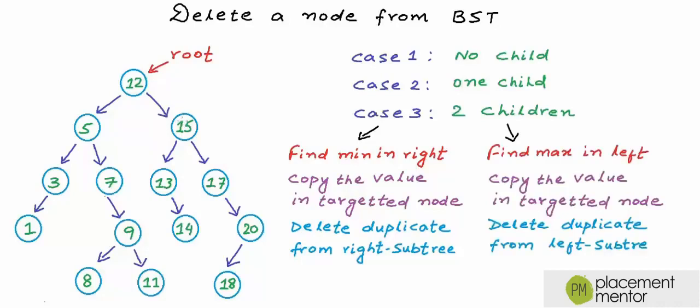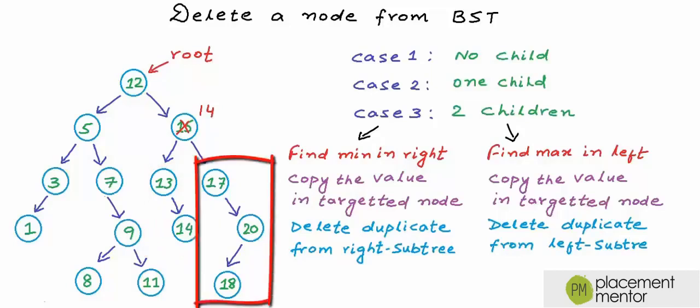Instead of going for minimum in right, we could also go for maximum in left subtree. Maximum in left subtree would of course be greater than or equal to all the values in left. Maximum in left subtree of node with value 15 is 14. I'm copying 14 here. Now all the nodes in left are lesser than or equal to 14, and because we are picking something from left subtree, it will still be lesser than the value being deleted.